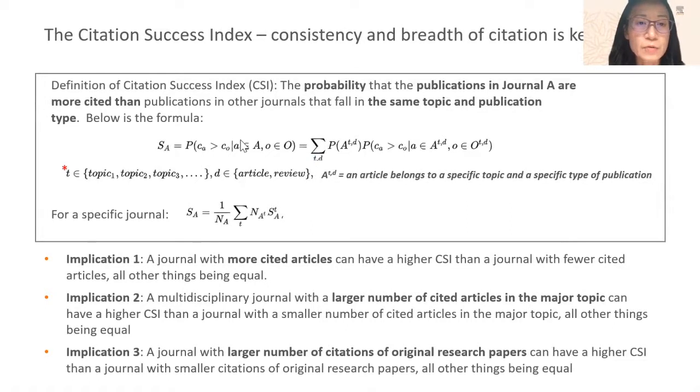So here is a very complex formula, but basically this CSI tells the author the probability that the publications in journal A are more cited than publications in other journals that fall in the same topic and the publication type. To summarize the implications 1, 2, 3, the Citation Success Index tries to use a more averaged, balanced view of cited articles, and a large number of cited articles in the major topics can give a higher CSI than a journal with a smaller number of cited articles in the major topic. So this is to say that it's better that a journal has evenly distributed citations across all articles. It will have a higher probability to obtain a higher CSI.